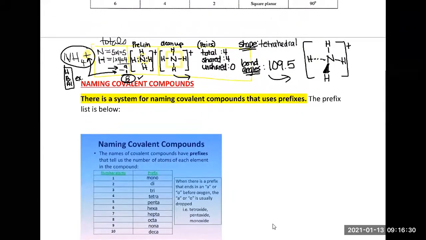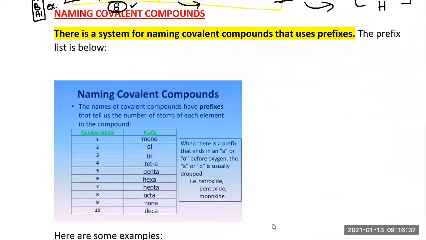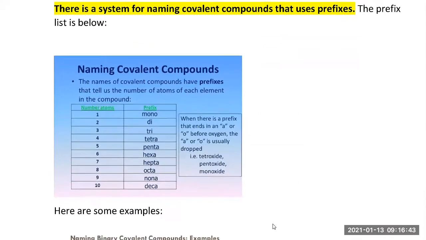So for naming covalent compounds, there is a system using prefixes. You may remember right before Christmas we did a little virtual lab, and it actually had a little bit of this in there. So this may look a little bit familiar from that. So these are the prefixes.